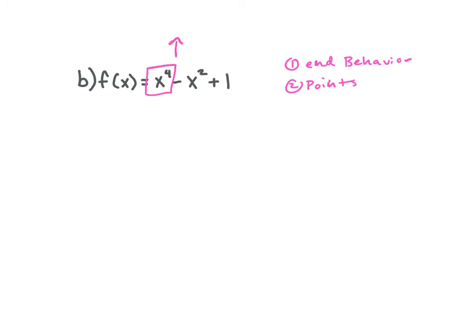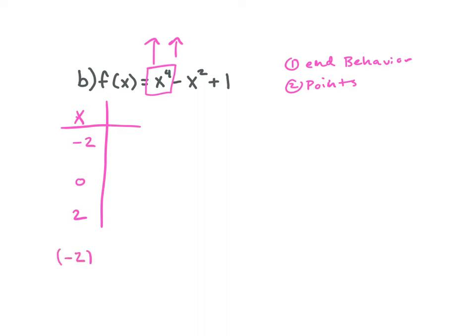So the right one goes up. Is it even or odd? Even, so they go in the same direction. So our graph is going to end going up and up. Now we need to plug in some numbers. So let's plug in -2, 0, and 2.